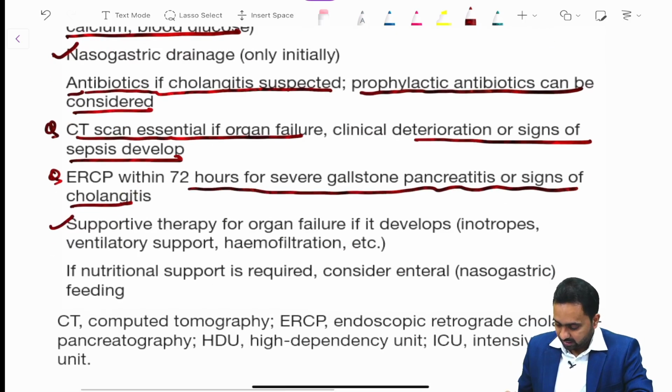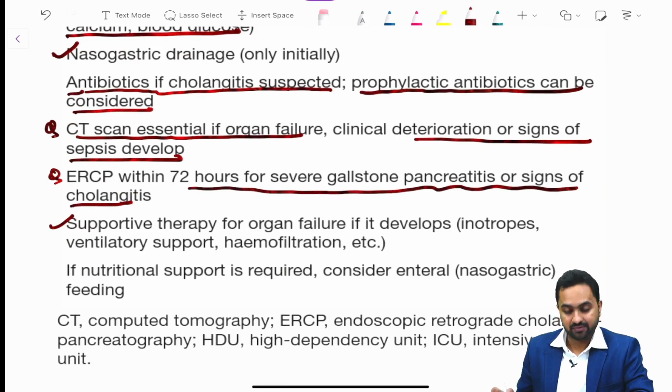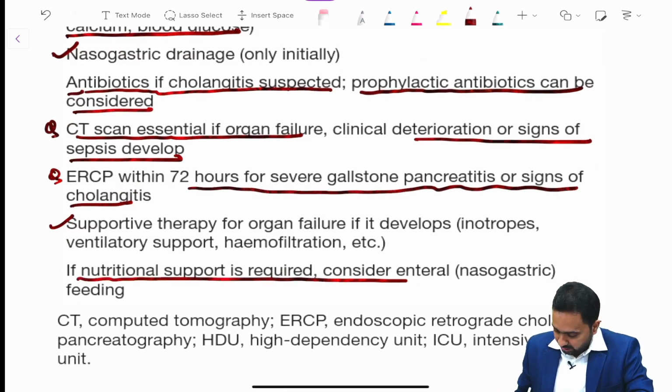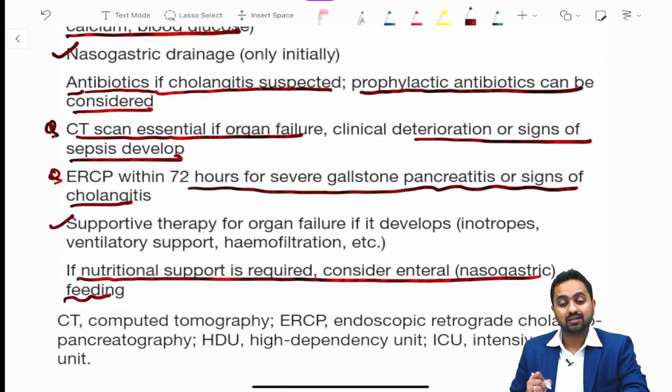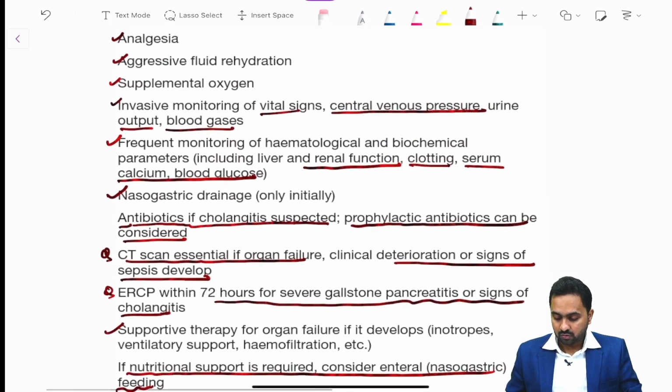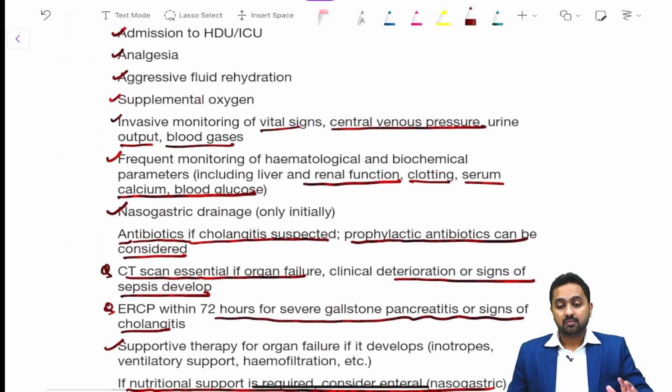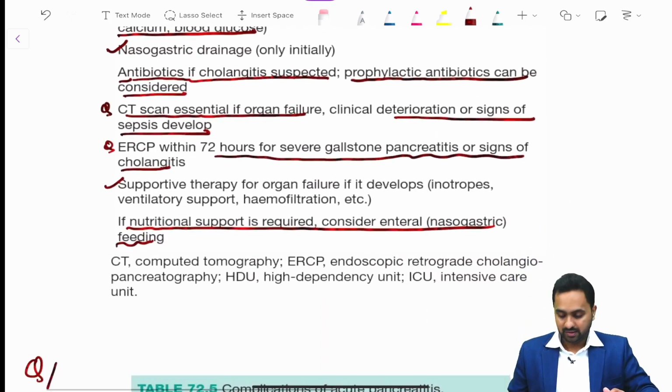Then your supportive therapy for organ failure if it develops, and nutritional support is required, and we need to consider early enteral feeding or at least a nasogastric feeding, right. So, these are your early management guidelines of your acute pancreatitis.